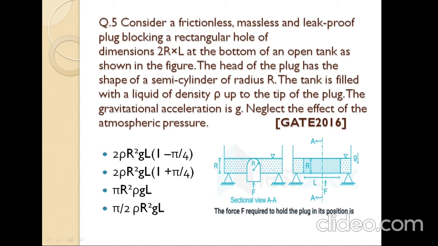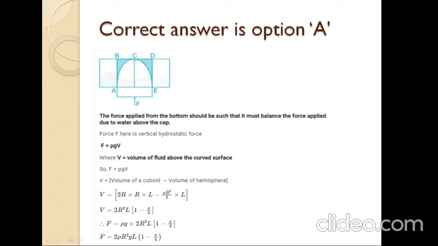Here F is the vertical hydrostatic force. F is equal to ρgV, where V is the volume of fluid above the curved surface. So volume of the cuboid minus volume of the half cylinder. Volume of cuboid is 2r into L, and volume of the semi-cylinder is πr²/2 into L. So total volume V is equal to 2r²L(1 − π/4). Now multiply with ρg, we get the force. So F is equal to ρg into 2r²L(1 − π/4), which is 2ρr²gL(1 − π/4).